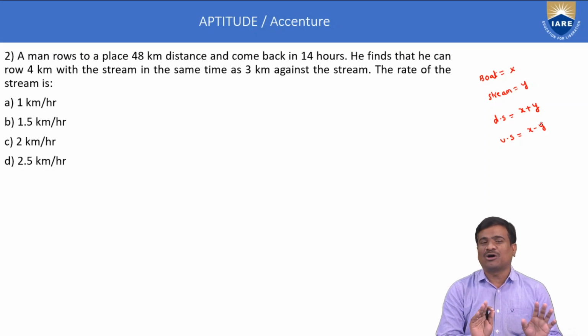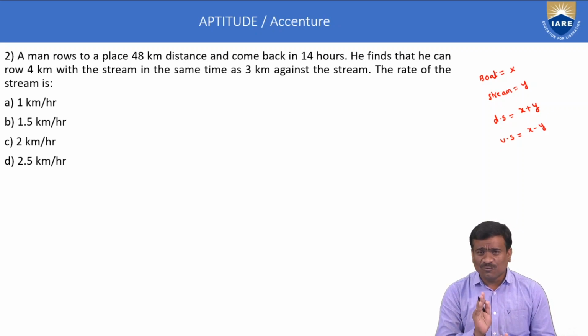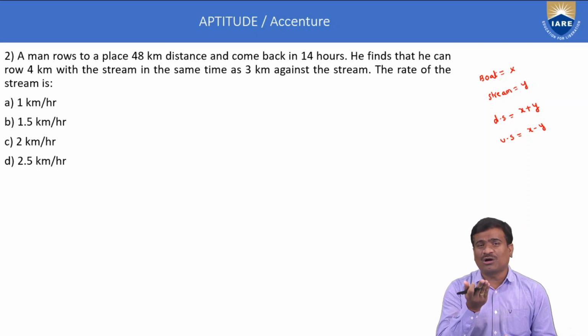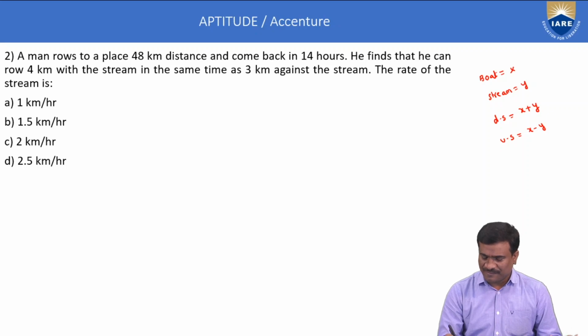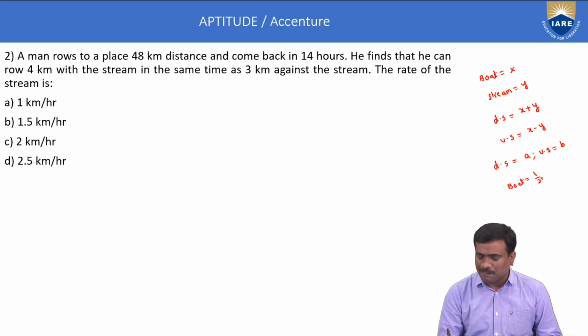X is called the object speed, y is called the stream speed or water speed. The flow of water is called the stream. Downstream is x plus y, upstream is x minus y. Similarly, if the speed of a downstream is a kilometer per hour and the speed of an upstream is b kilometer per hour, then the speed of a boat is equal to half of a plus b, or (a plus b) by 2.